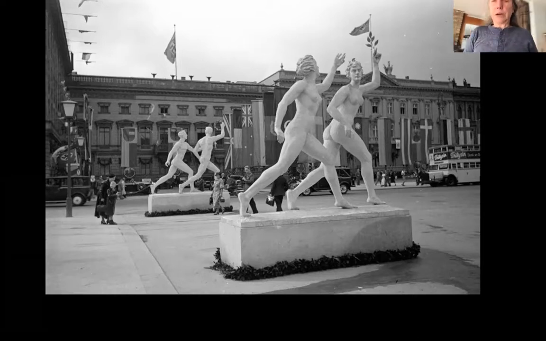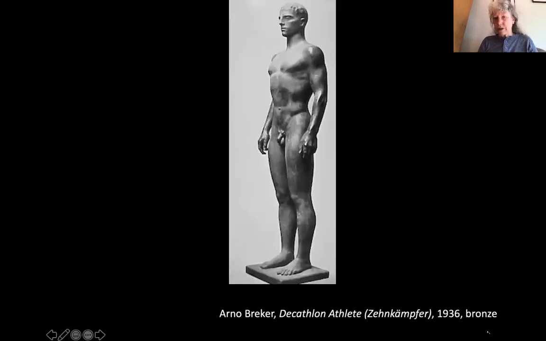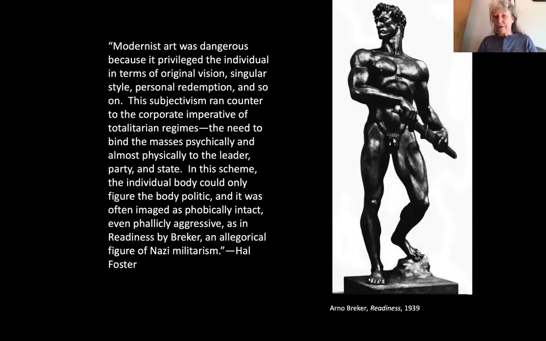Anyway, what was official German art? What was the art that Hitler and Goebbels did like? It was this kind of stuff. You could call it a kind of neoclassicism, where the figures were ideally beautiful and perfectly proportioned. Arno Breker was one of the sculptors that Hitler and Goebbels did like, because he made these neoclassical, idealized Aryan figures. So again, Hal Foster has some interesting things to say about why the Nazis disliked modern art.